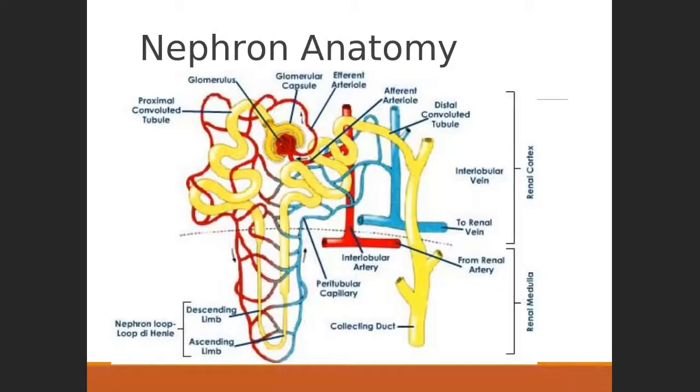Here's a diagram illustrating the capillaries that surround the nephron. Remember, these are the capillaries, the peritubular capillary and the vasa recta, that'll be picking up anything getting reabsorbed from the nephron and bringing it back into the circulatory system.